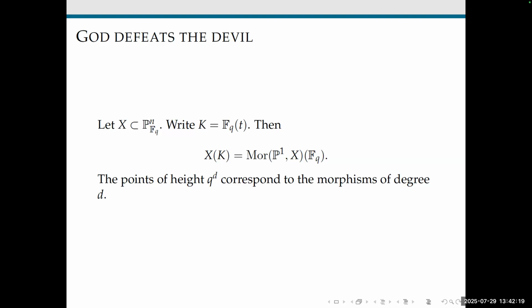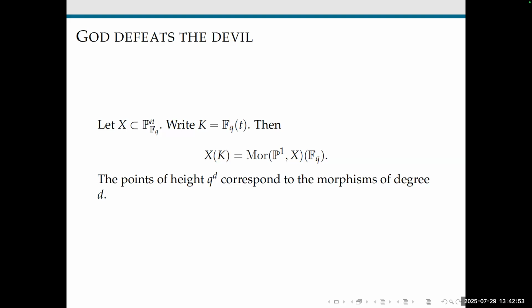But what I want to, and again, lots of details swept under the rug, I'm going to presume that it has a good model modulo p. And so it makes sense to study the points of this variety, not over the finite field, but over the field Fq(t). That's the kind of field that Weil was referring to when he was defeating the devil on the previous slide. And we're going to look at the algebraic variety of morphisms from P1 to X, the moduli space of rational curves on X. And we're going to look at the points on that space over a finite field.